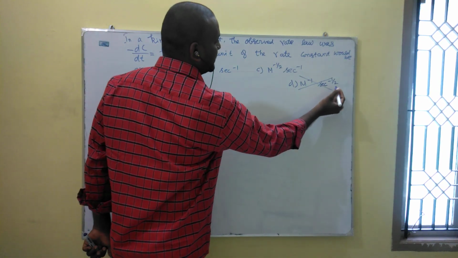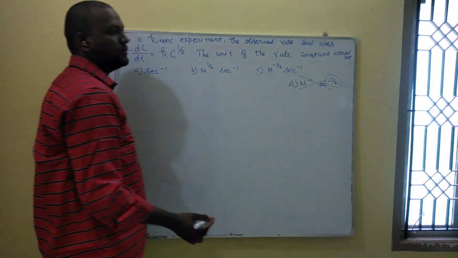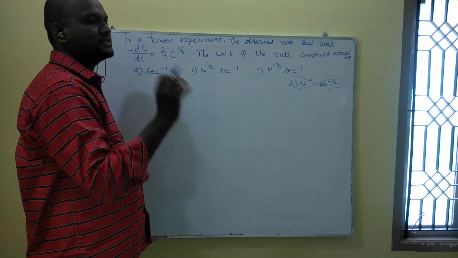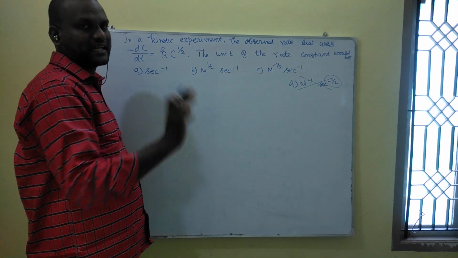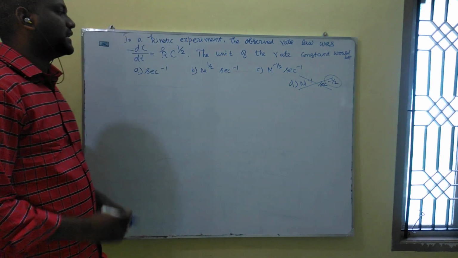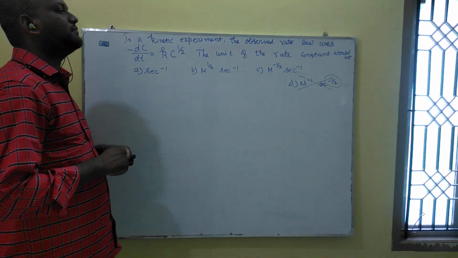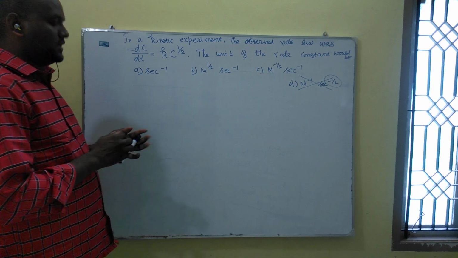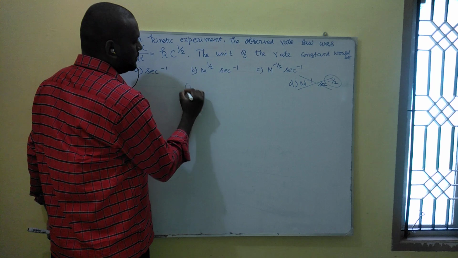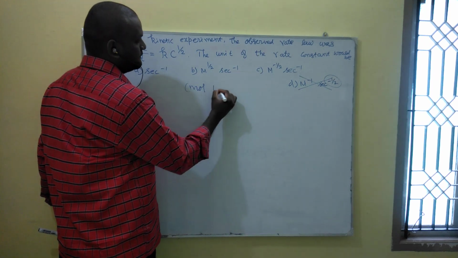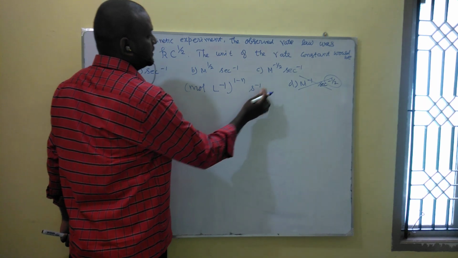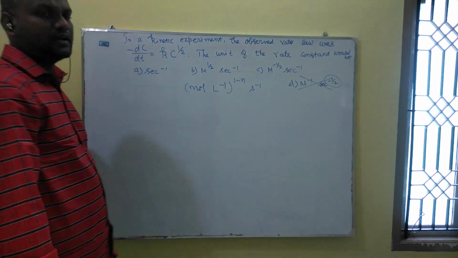This is not the answer, because second power minus 1 by 2 will not come, since the second is always per second only. So you can just omit this option. We have the other 3 options: per second, M power 1 by 2 per second, and M power minus 1 by 2 per second. So how do we find it? We have the general unit for order n: mole per liter power 1 minus n per second.